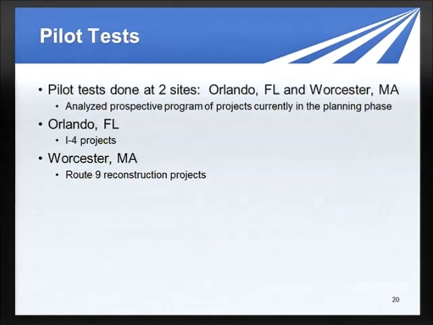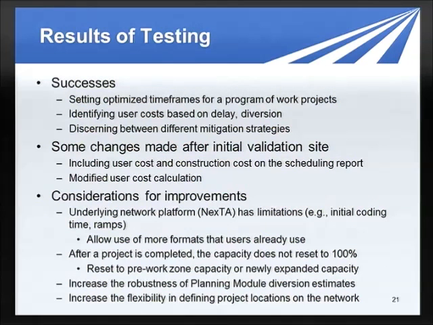For the pilot tests, those were also done at 2 other areas, and that was using forward-looking data. What are our upcoming projects on our program that we'd like to look at? So that was in Orlando and in Worcester, Massachusetts, and trying to say, these are in the planning phase now. Here are the recommendations we get. Do these seem realistic to you? To get their take on, as a tool, providing you what seems helpful for your planning.